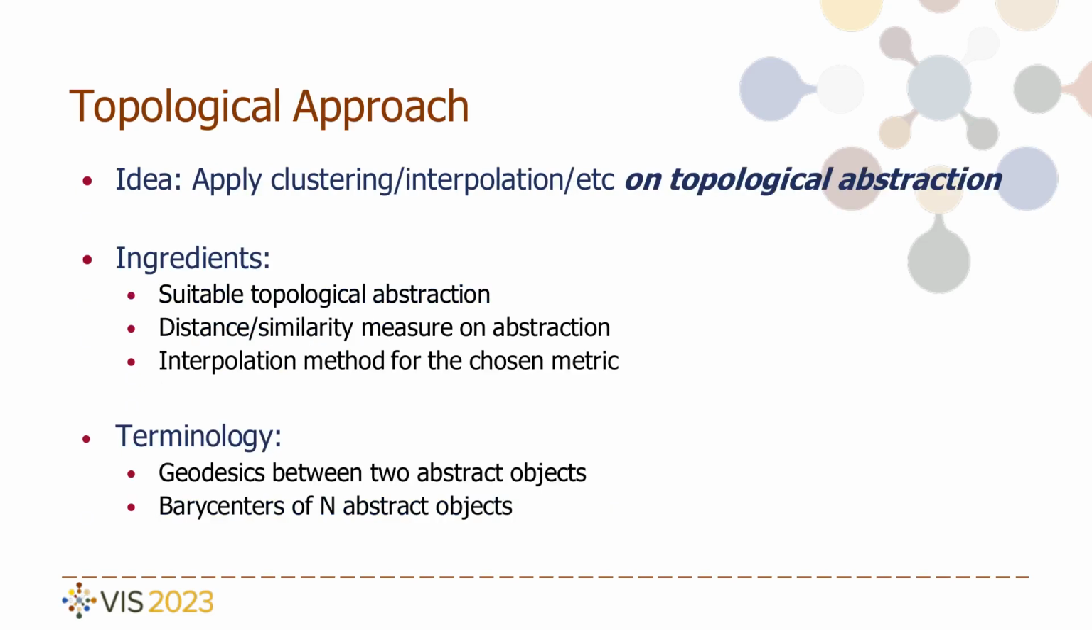We also focus on a topological approach. We apply the clustering or interpolation purely on topological abstractions. More specifically, we first have to find a suitable topological abstraction together with a distance metric defined on them. Then, we need to find a method to interpolate the abstract objects in this metric space. Going back to the title, we focus on the merge tree abstraction, and the interpolation of 2 trees yields so-called geodesics, meaning shortest paths in the given metric space, and interpolation of n trees yields barycenters, meaning the tree minimizing the overall distance to all members.